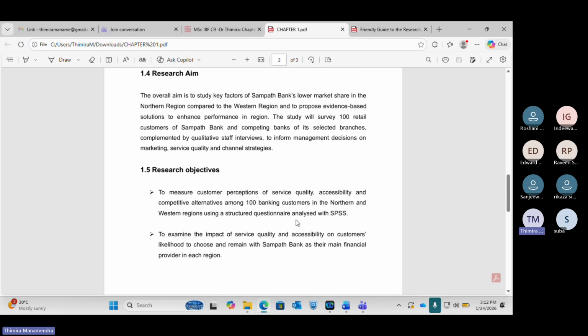But here the objective is to measure customer perception of service quality, accessibility and competitiveness among 100 bank customers in the northern and western regions by structured questionnaire. This part is not right. All of this has to be removed. You understand, Subha? Yes. These are not objectives. These are not a part of the objective. What you have mentioned here is your sampling: from where do you take the sample? And this basically comes under chapter 3. So delete this part. Okay.